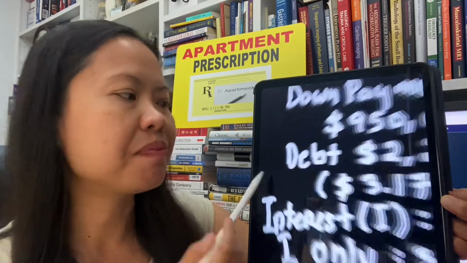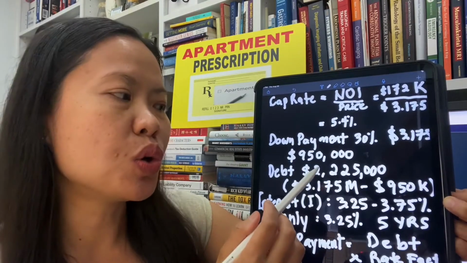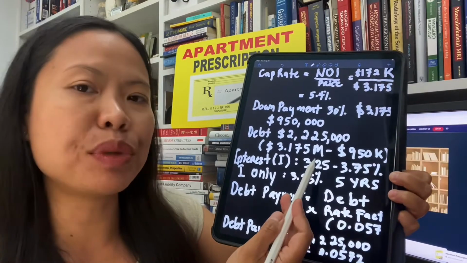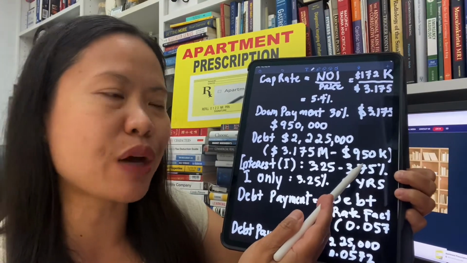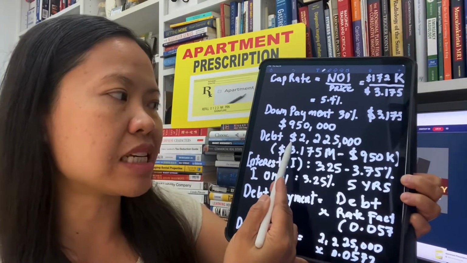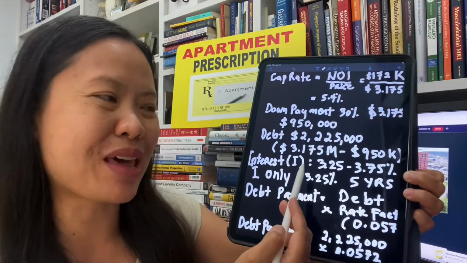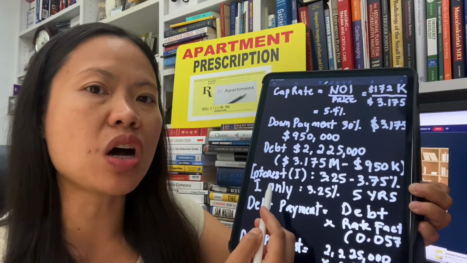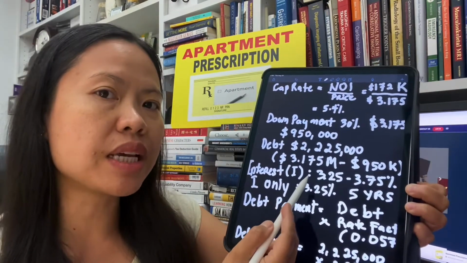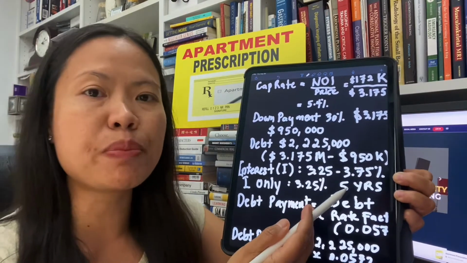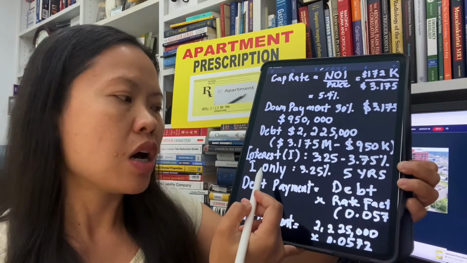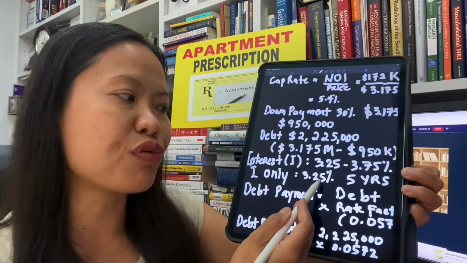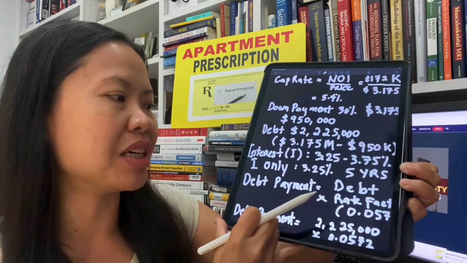Now, the debt is $2.25 million. How did we get that? It's the $3.175 million selling price minus our down payment of $950,000. So our outstanding debt is $2,225,000. Now, the rates currently at today's market, which is August 2021, you can borrow for 3.25% to 3.75%. In this particular case, a lender can lend at 3.25% for 5 years, and that's good.